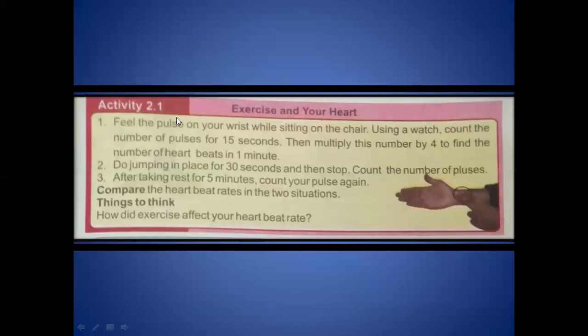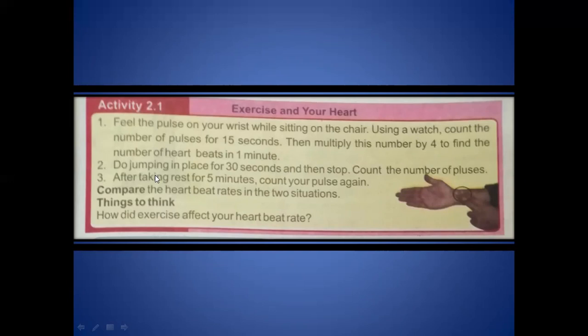We have an activity 2.1, exercise and your heart. Feel the pulse on your wrist while sitting on the chair. When you are in a comfortable position, sit on the chair, you can even use your watch to count the number of pulses produced in 15 seconds. And when you find out your pulse rate in 15 seconds, then multiply it with 4. It will give you the pulse rate in 1 minute. And this is when you are relaxed, then find out your pulse rate or count your pulses.